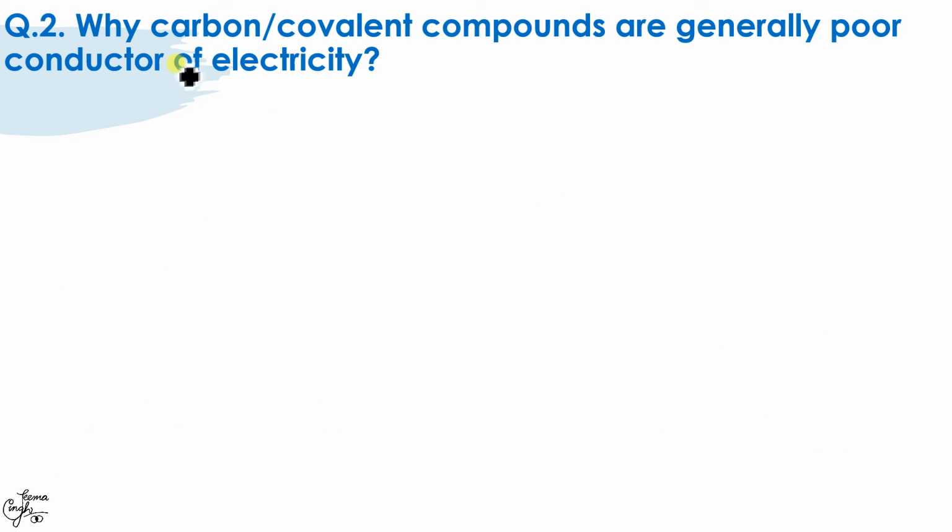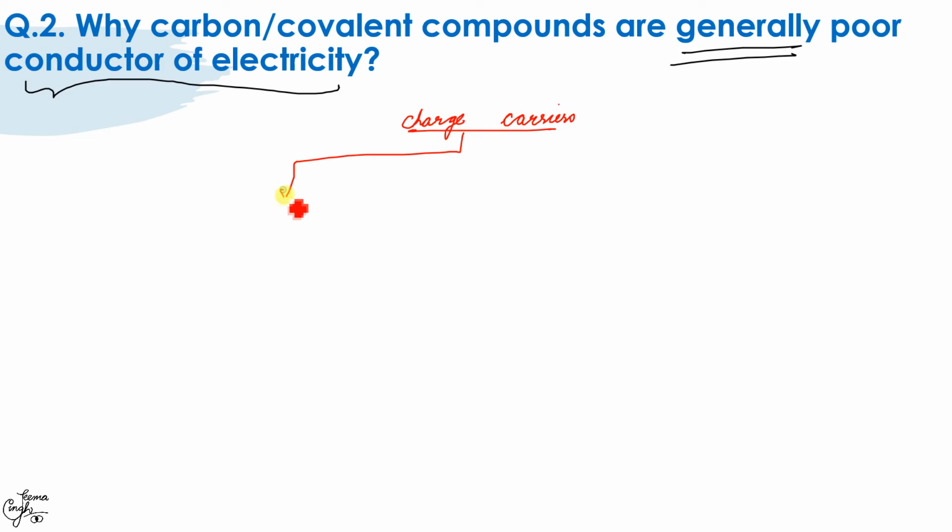The next question is, why are carbon or covalent compounds generally poor conductors of electricity? Wherever I use the word generally, that means there are exceptions. Now, my dear students, you would have learned in your lower classes or in your previous chapters of chemistry that to conduct electricity, you require charge carriers. These charge carriers can be free electrons that are not bonded, or they can be ions. Covalent compounds have neither free electrons nor free ions, and hence are poor conductors of electricity.